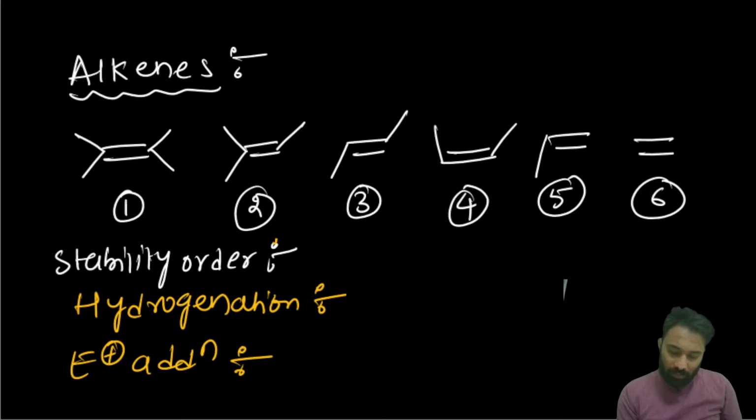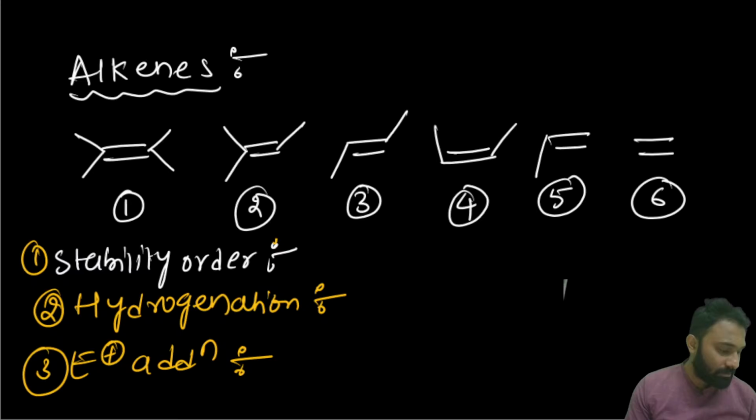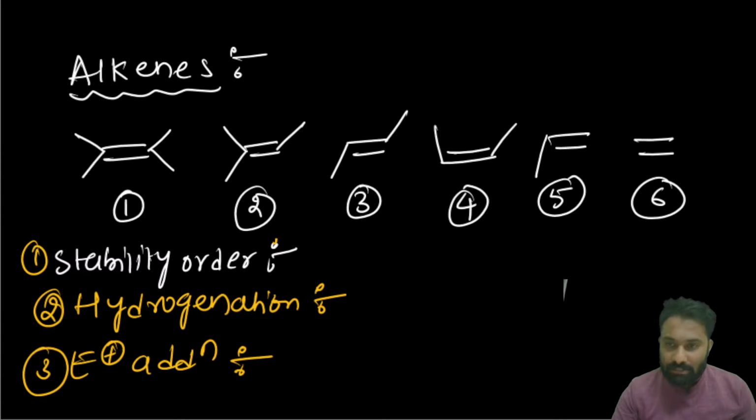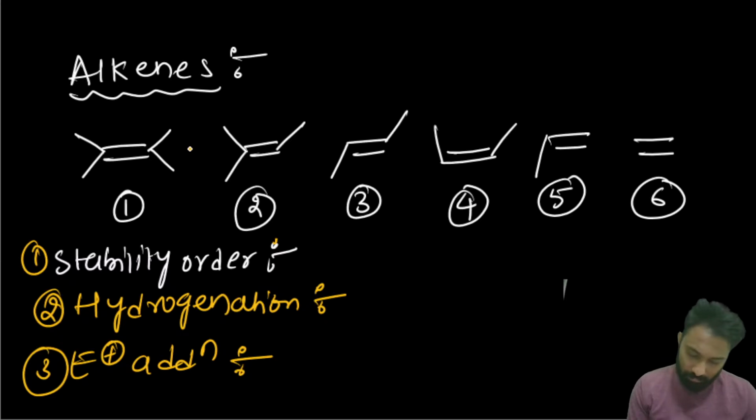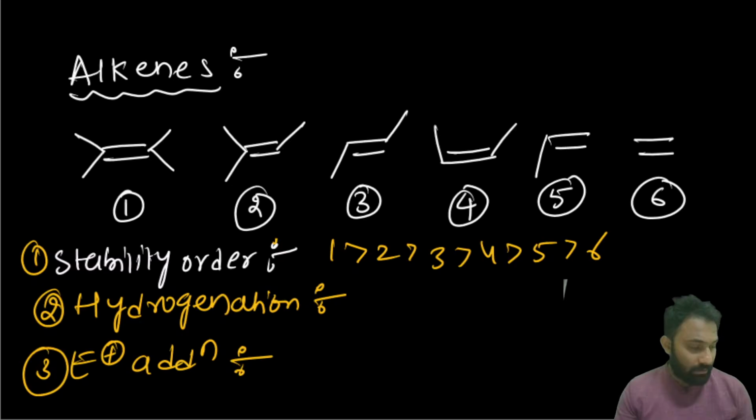Now say it to me one by one. Which alkene will readily undergo catalytic hydrogenation? What is the stability order? The stability order is 1, 2, 3, 4, 5, 6. Okay, good. So 1 is greater than 2, greater than 3, greater than 4, greater than 5, greater than 6. Okay, good. Next.